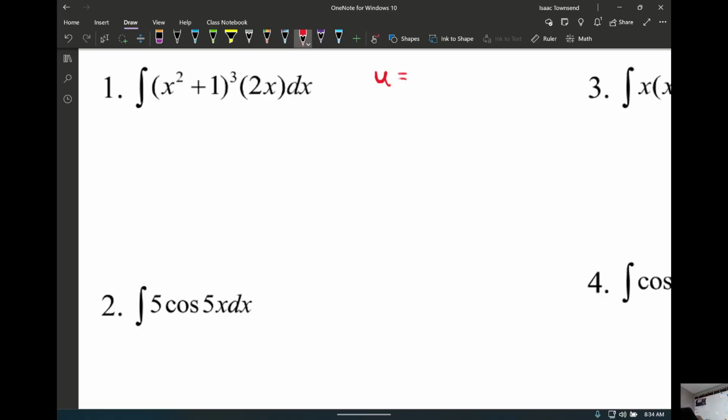Okay, so on each of these questions, we are going to have to guesstimate what we think U is. We have to make a guess about a U value. Now again, this gets easier. After you see a few of these, you start to make some pretty good guesses.